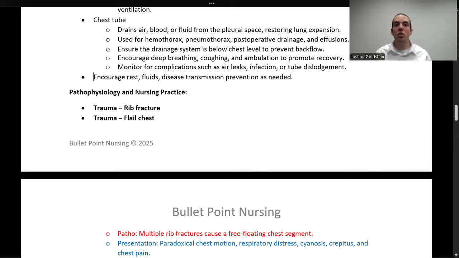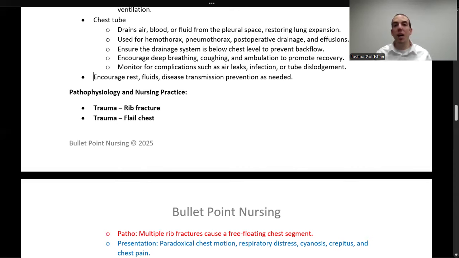Any patient who has a chest tube is always going to be encouraged to do deep breathing and coughing and ambulation. I shouldn't say always, because there's definitely exceptions, but as a nurse, you should be encouraging them to do deep breathing, coughing, and moving around to help the patient get better, no matter what the path was that got them into the situation of needing a chest tube.